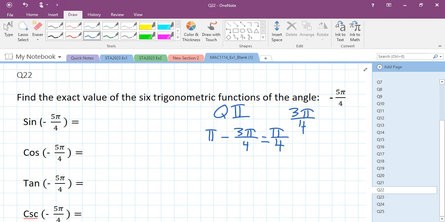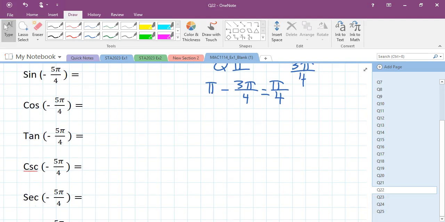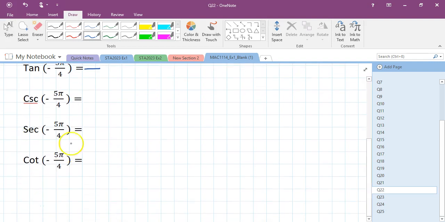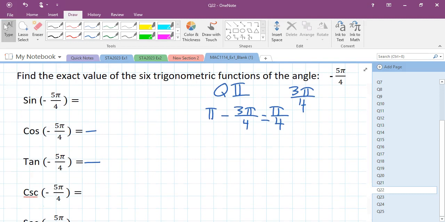Speaking of which, since we are in quadrant 2, that means we got to be worried about signs. In quadrant 2, what do we know about our trig functions? Sine and cosecant are the only positive. Good, Jasmanian. So that means cosine is negative, tangent is negative, secant is negative, cotangent has to be a negative answer. All those are negative. So all we got to do now is just figure out our trig functions at pi over 4.